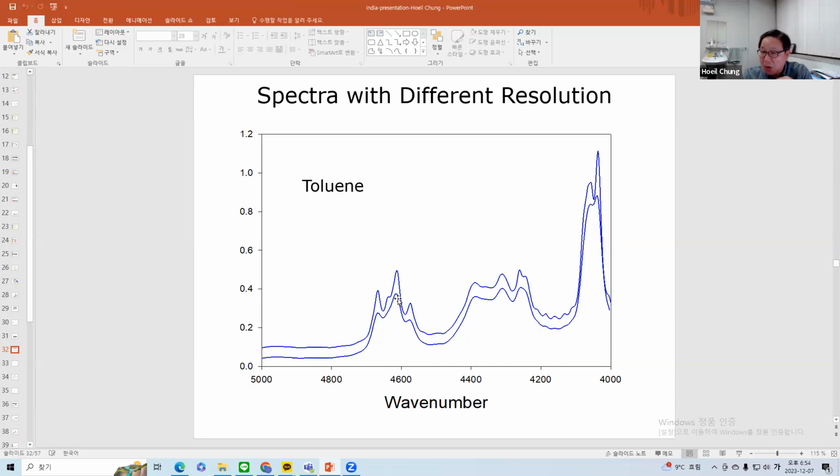Higher resolution is better, but it depends on the application. If you have a very simple matrix sample, I think resolution may not be important. But if you have, again, a complex sample, I think higher resolution is better. We also have very detailed peaks here, but in the low resolution case, you can see it is quite not significant. So this is the spectral feature difference between the different resolutions.